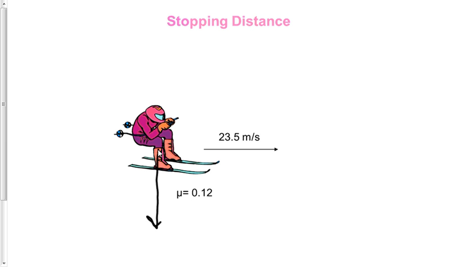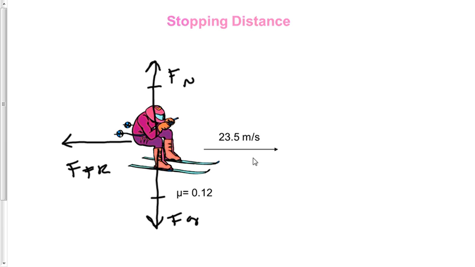Force gravity straight down, balanced out by a force normal upwards. And we can show congruency between both of those forces. Going against the skier is force friction. In this case, there is no applied force because the person is simply coming to a complete stop. So force net is going to equal a minus force of friction. Again, being negative because it's pointing towards the left.